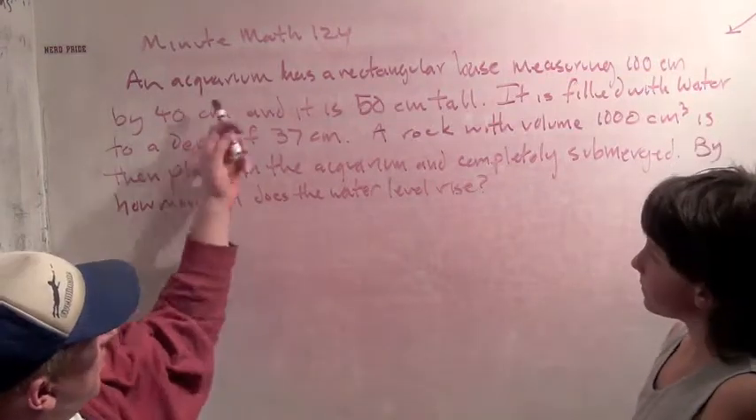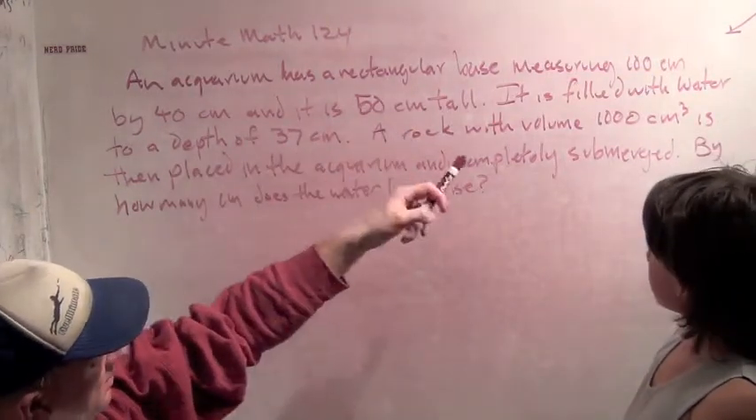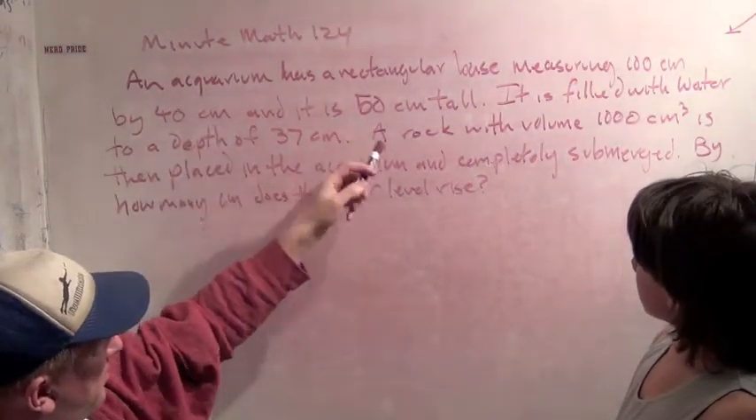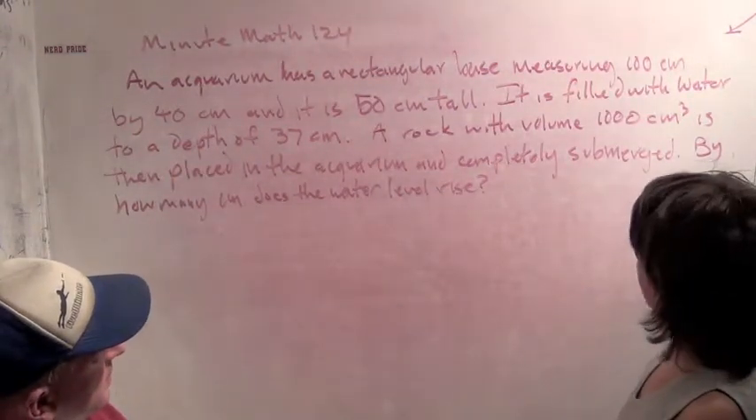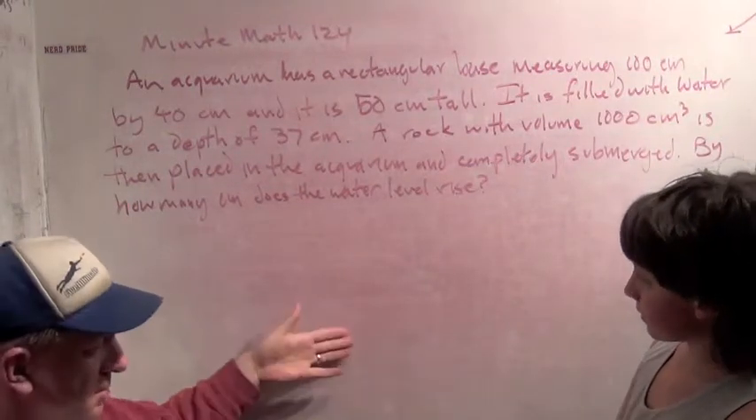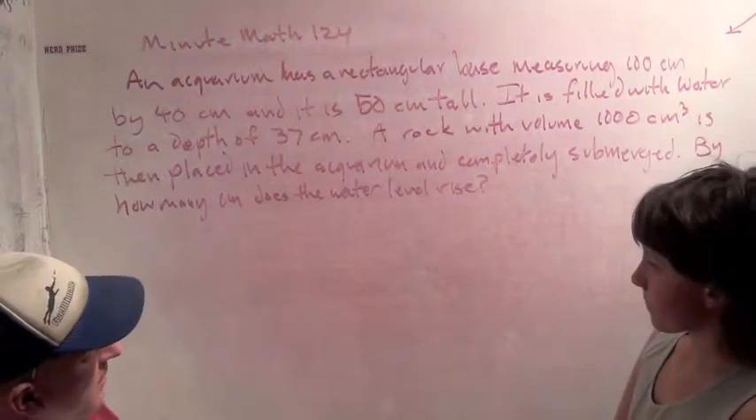An aquarium has a rectangular base measuring 100 centimeters by 40 centimeters, and it's 50 centimeters tall. It's pretty small. Well, that'd be big for a fish tank, I bet. A meter long. It's bigger than our fish tank.